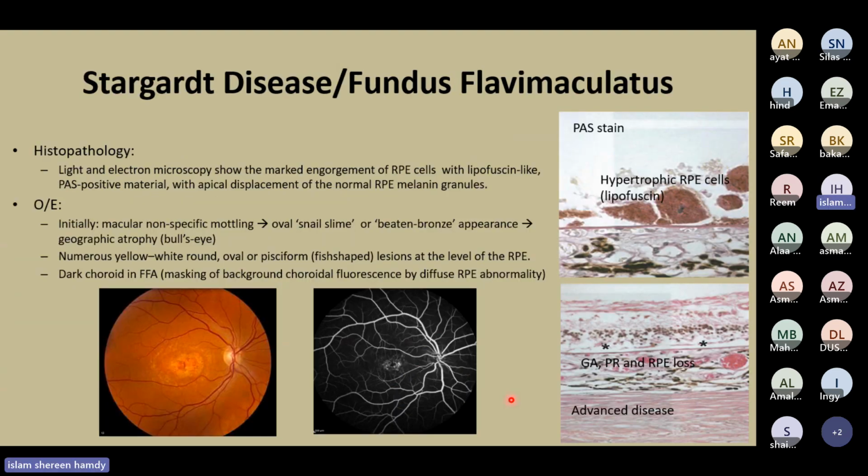Another quick word about fundus flavimaculatus. So again, we have lipofuscin filling the retinal pigment epithelium. So in the fluorescein angiography, it has what we call the dark choroid appearance. The choroid is not glowing because the lipofuscin accumulation is blocking the underlying choroidal fluorescence. And as you can see here, there is again the periodic acid-Schiff stain, like in drusen, because it's the same material, it's the lipofuscin material, and there is accumulation of lipofuscin inside the retinal pigment epithelium. So it's not outside the retinal pigment epithelium like in age-related macular degeneration, it's within the retinal pigment epithelium itself.